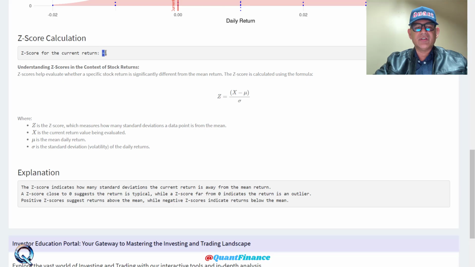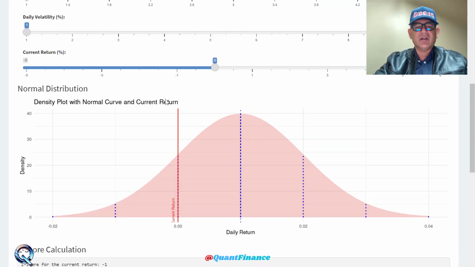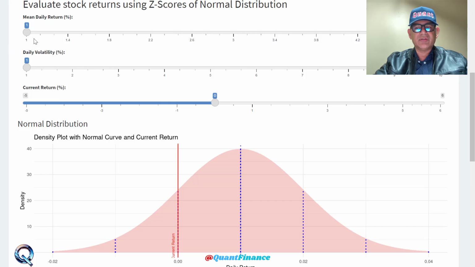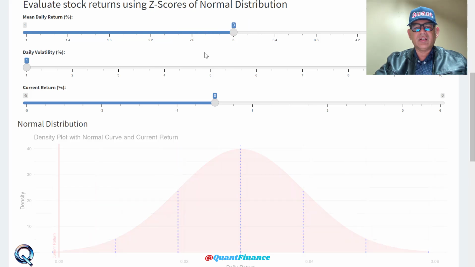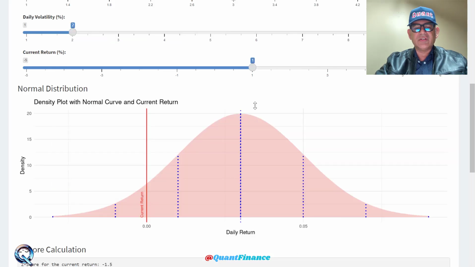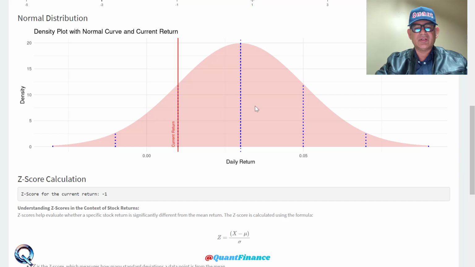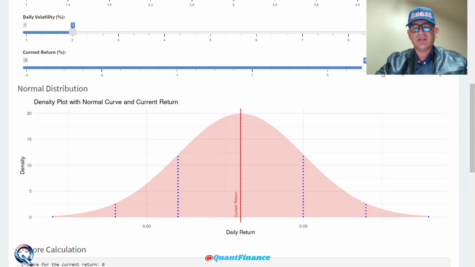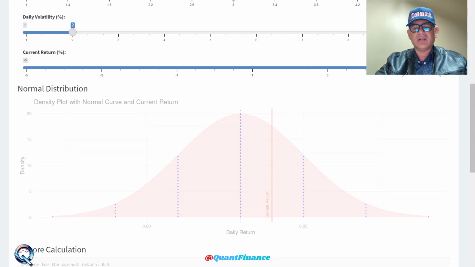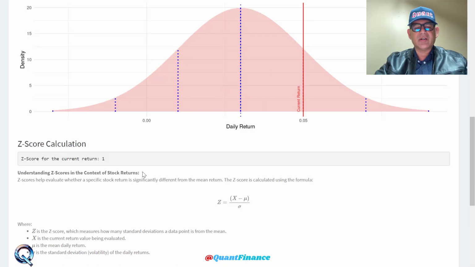And here the value of Z score is minus 1 when we have these default values, right? At mean daily return of 1 and daily volatility of 1 and current return of 0, right? But the user can interact with these values and change them, and accordingly you will see the output change. As I increase the current return to 5, then the Z score becomes 1.